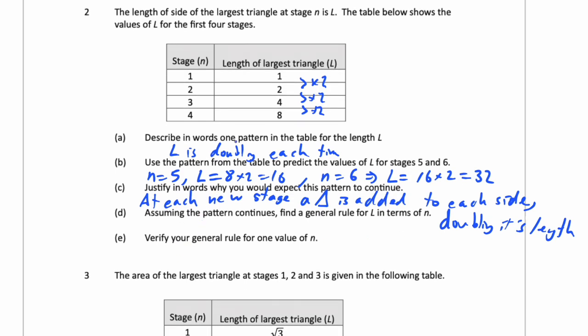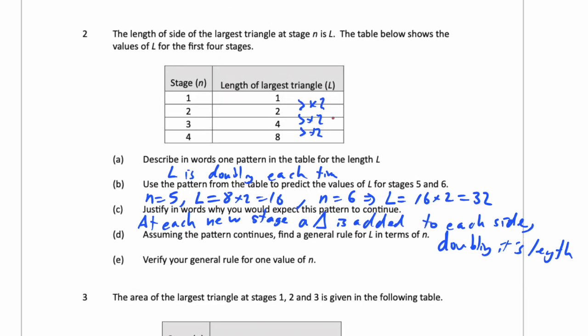Okay, assuming the pattern continues, write a rule. So it's times 2 each time. That means for your rule, you're going to have the initial value is 1 times 2 to the power of, maybe it's n minus 1. Let's see if it works for the first one. Let's see, 2 to the power of 1 is 2, so it's not quite it.